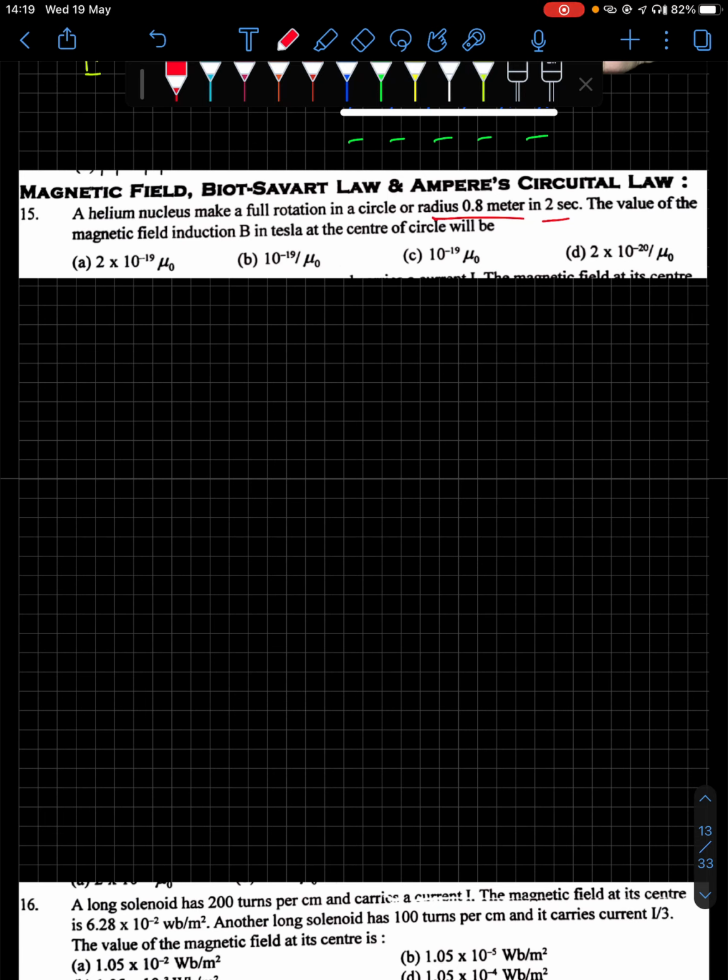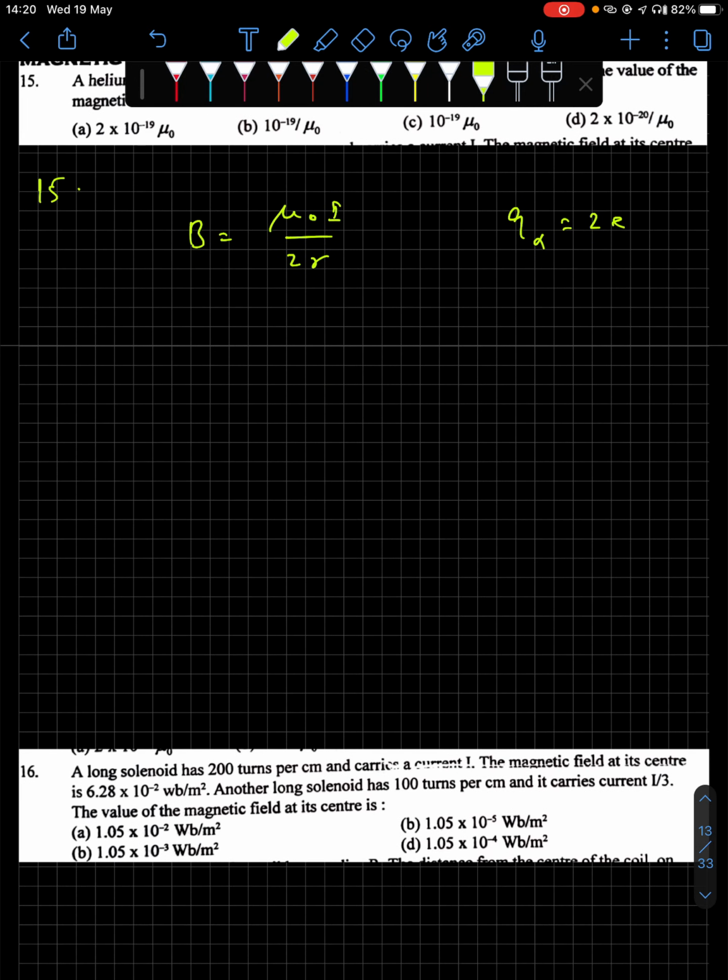Okay, so radius and time are given. Now, magnetic field at the center of the circle, what is the relation? Mu naught I by 2r. Since current is not given, current can be written as charge by time, and charge for an alpha particle is 2e.